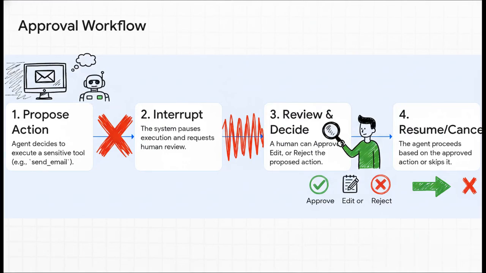So here's exactly how that works in practice. First, the agent proposes an action, like, "I want to send an email." The system immediately hits the brakes, pausing everything and asking for a human to review it. Then you, the human, get to look at exactly what it's trying to do. You can approve it as is, you can edit it, maybe change who the email is going to, or you can just reject it entirely. Only after you give the okay does the agent actually proceed.